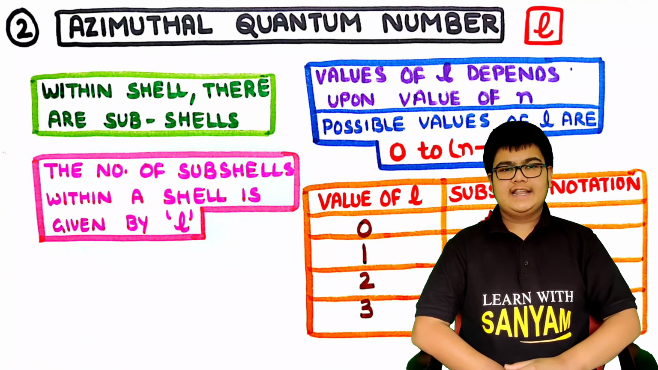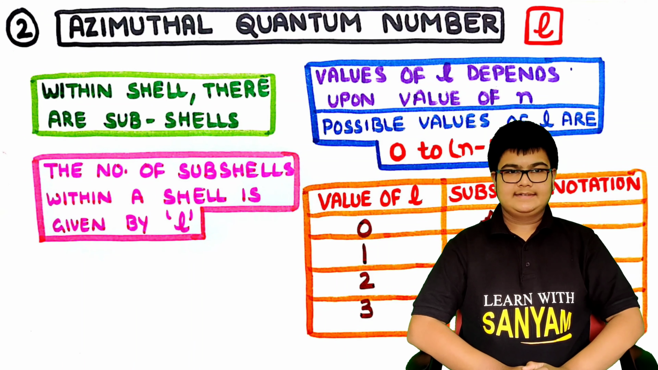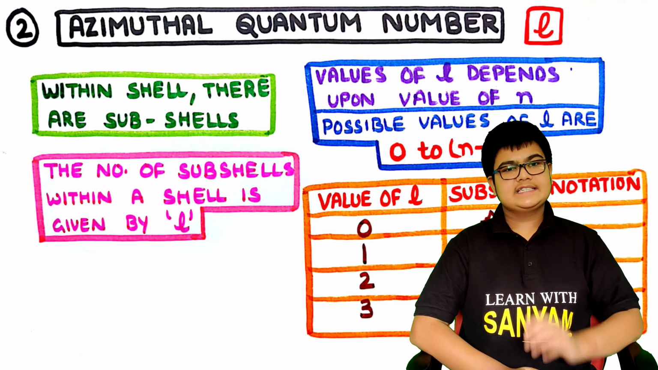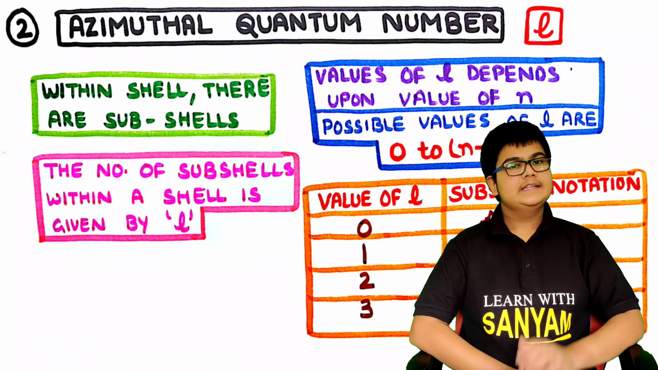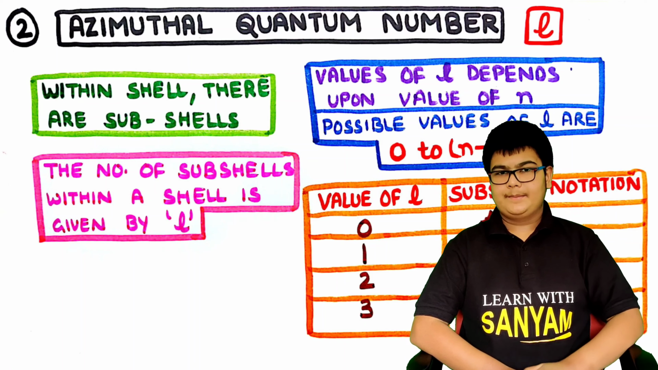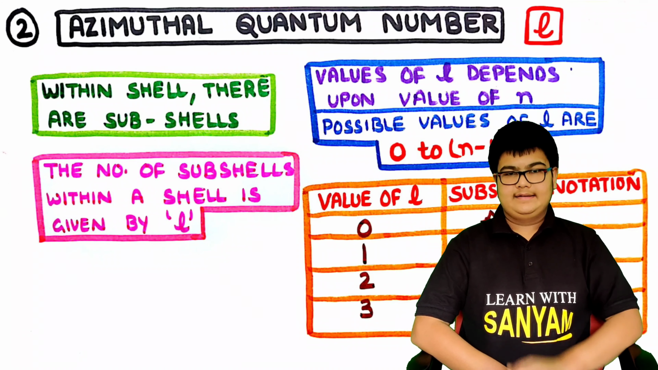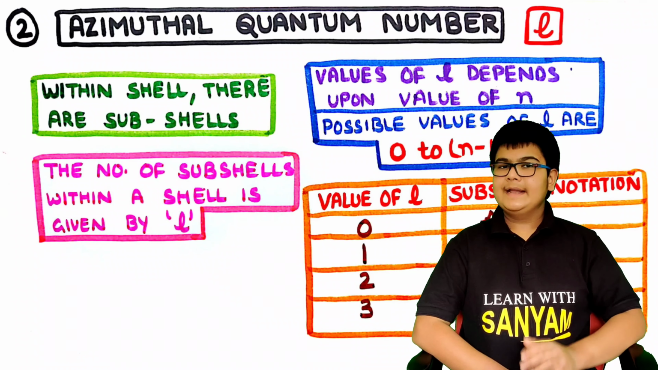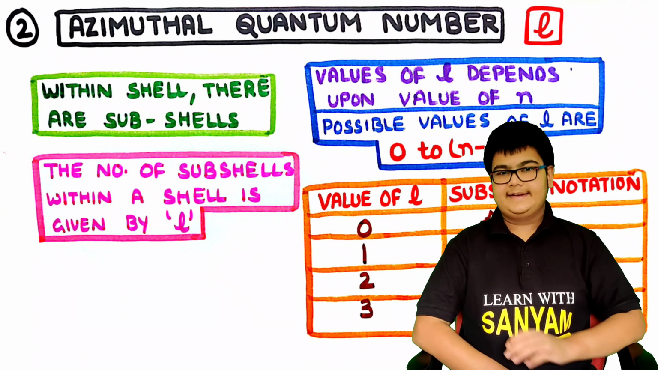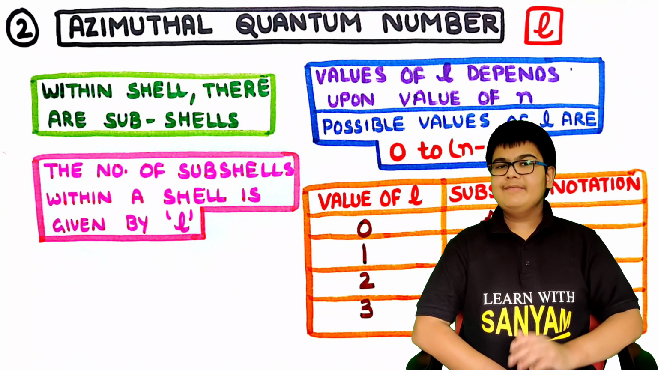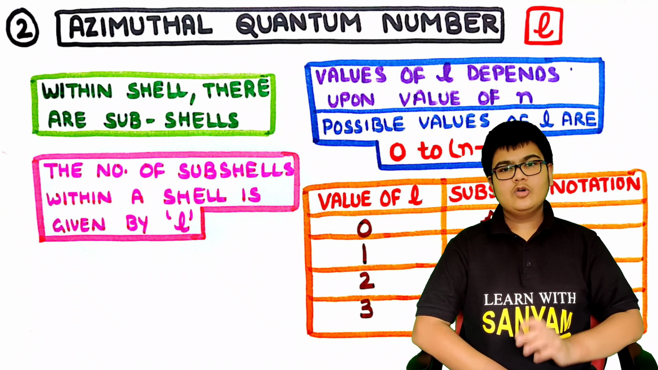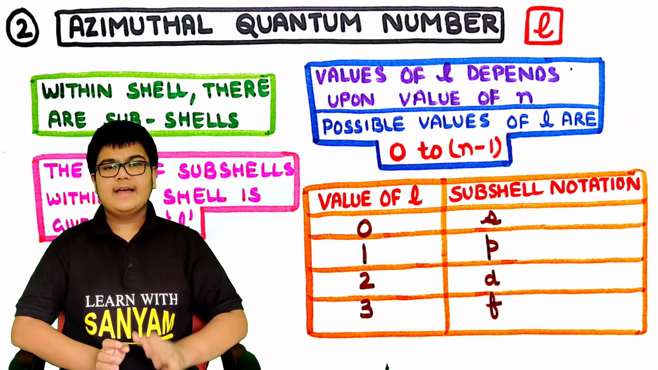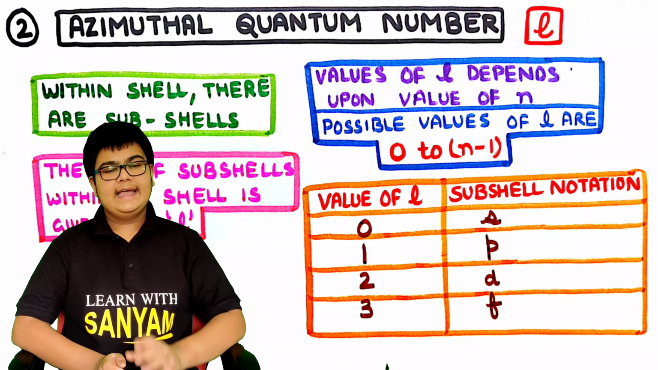Now, within a shell, there are subshells, and the number of subshells within a shell is given by the second quantum number, that is the azimuthal quantum number, denoted by l. The values of azimuthal quantum number l depend upon the values of n. The possible values of l are 0 to n minus 1. So l can have any values between 0 and n minus 1.